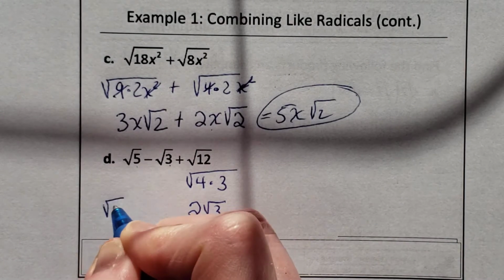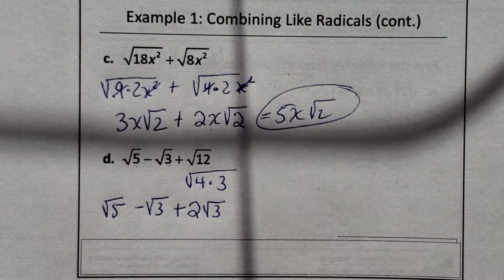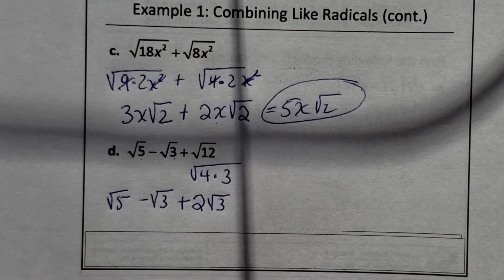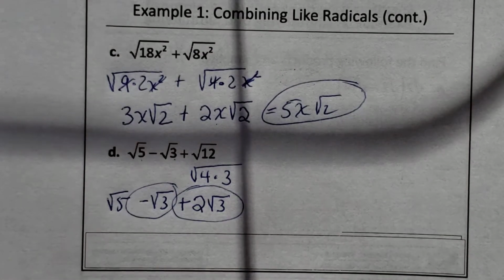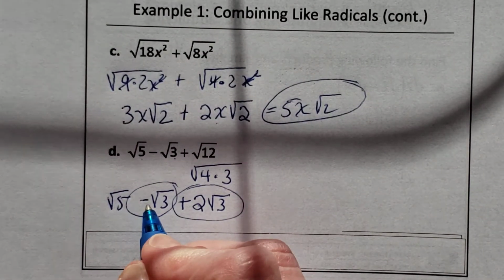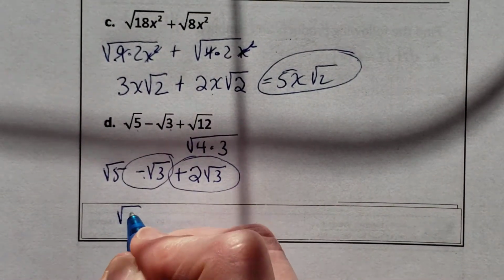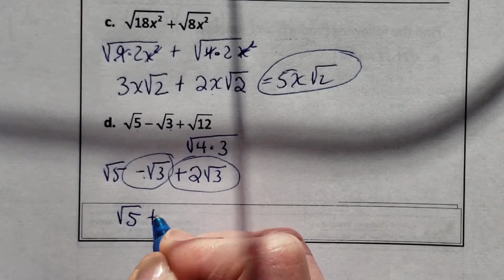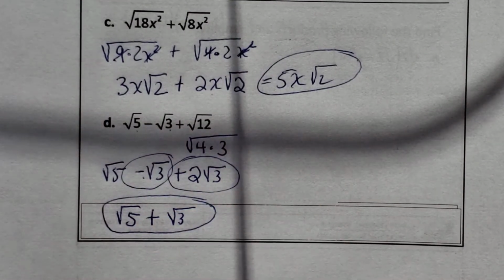So now we have the square root of 5 minus square root of 3 plus 2 square roots of 3. So these two are like terms. So if you don't see a number, it's a 1. So 2 minus 1 is 1. So the final answer is the square root of 5 plus 1 square root of 3. That is the final answer.